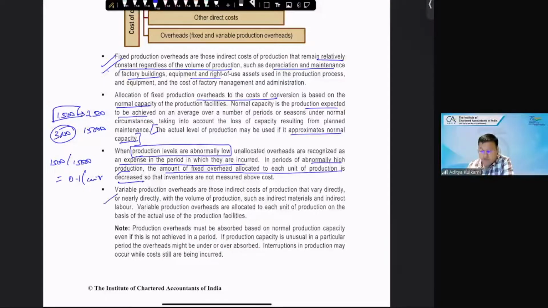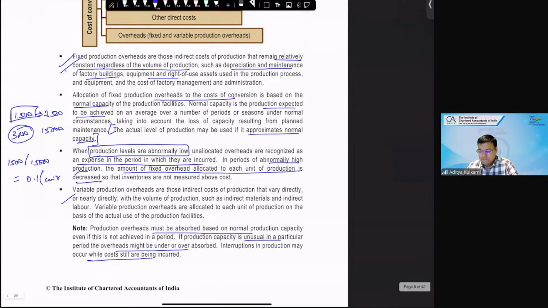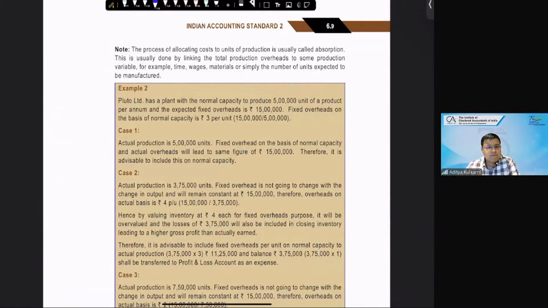Yes. Variable production overheads we have discussed. Production overheads must be absorbed on normal capacity. If production capacity is unusual, overheads might be under or over absorbed. Interruptions in production may occur while the costs still get incurred. Are we okay with this on absorption? Yes. So if there is excess production, you have done better than what you expected. Then revise the absorption rate and apply the new absorption rate towards allocation of your overheads.